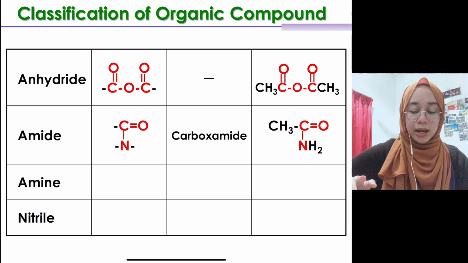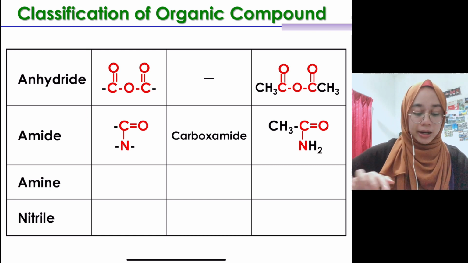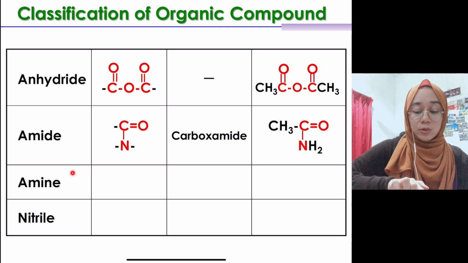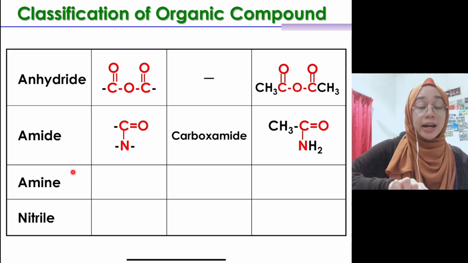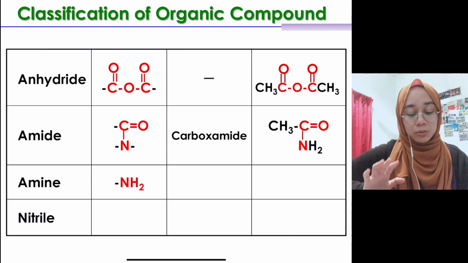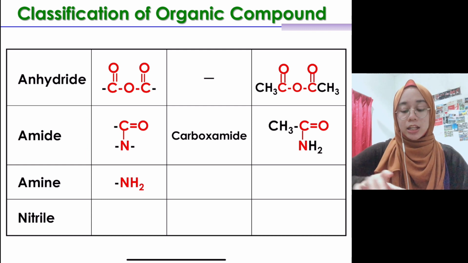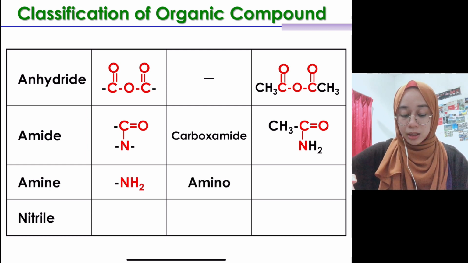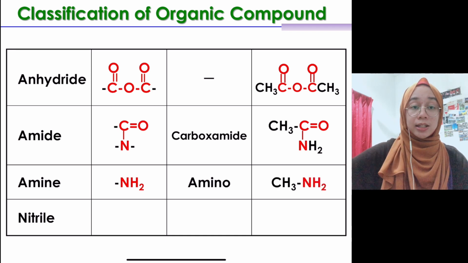And then amine. Amine dengan amide ni nama lebih kurang kan? So yes, amine ni ada N juga, tapi dia tak ada C double bond O tu. Kalau kamu tengok ada NH2 tu, bermaksud itu adalah amine. Dan yang ni kita panggil sebagai amino. Yang ni amino. And then, ni contoh dia. And last kali kita ada nitrile.